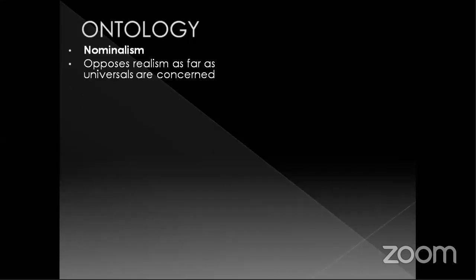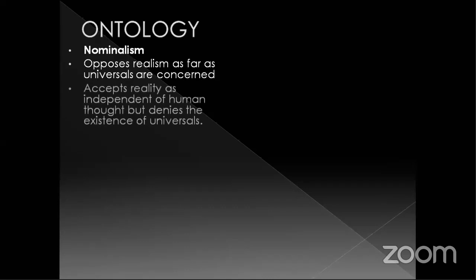Now, the last topic is nominalism. Very briefly, I would say that it opposes realism as far as universals are concerned. It accepts reality as independent of human thought, but denies the existence of universals. You cannot really make a universal claim that these things will lead to love or these things will lead to gravity. So it accepts reality independent of human thought, but you cannot make a universal claim.